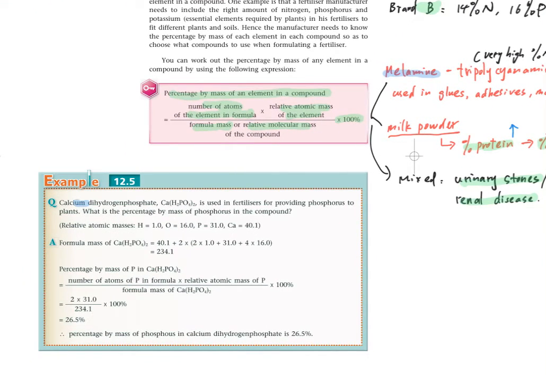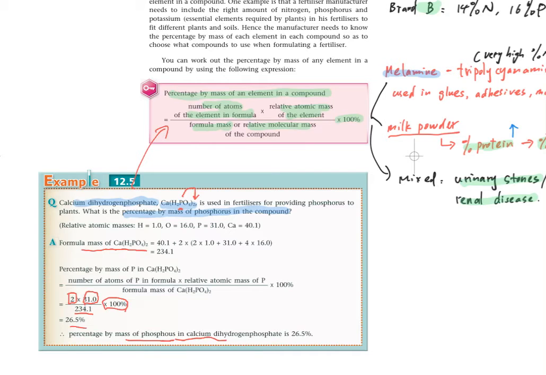Here is calcium dihydrogen phosphate. The formula is given, and it asks you to find the percentage by mass of phosphorus in the compound. So phosphorus is the element we want. There are 2 phosphorus atoms in the formula. So, according to the equation, 2 atoms of phosphorus, times the relative atomic mass, which is 31, divided by the formula mass of this compound, which is 234.1, and then times 100%. Then you get the percentage by mass of phosphorus in this compound.